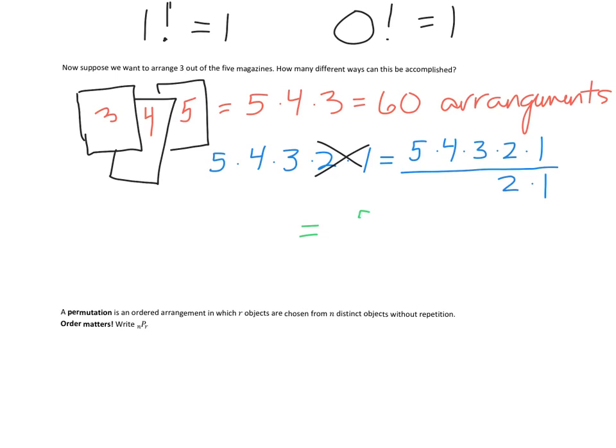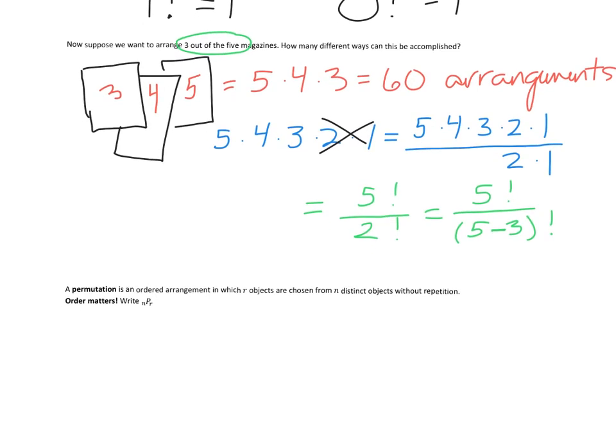So the top is 5 factorial. 2 times 1 is the same as 2 factorial. And look at 3 out of 5. How does 2 relate to 3 and 5? We can subtract 5 minus 3. Okay, so the purpose of this little discussion was to lead us to a formula.